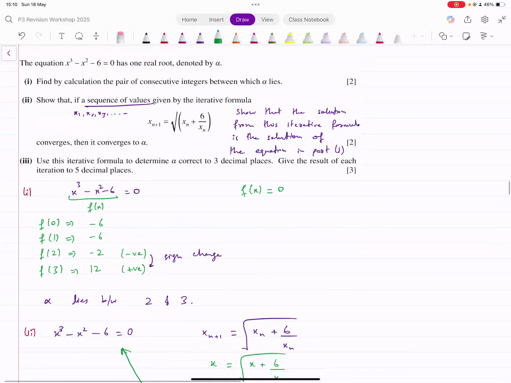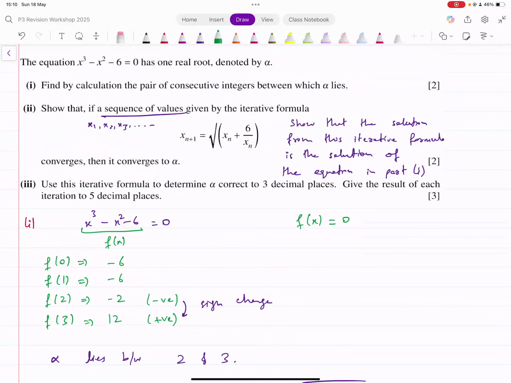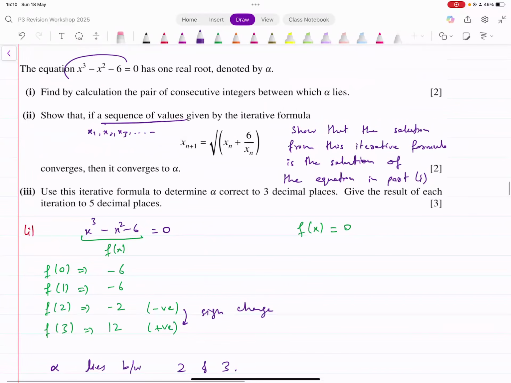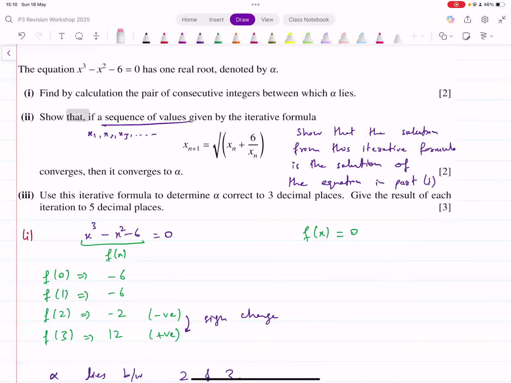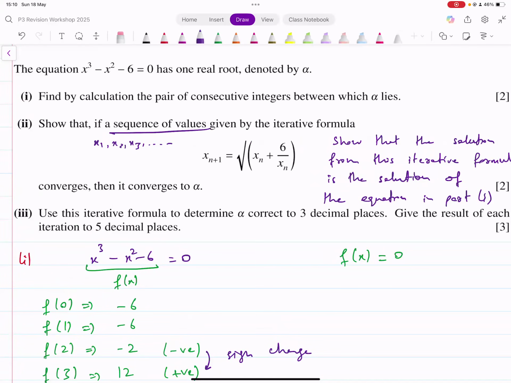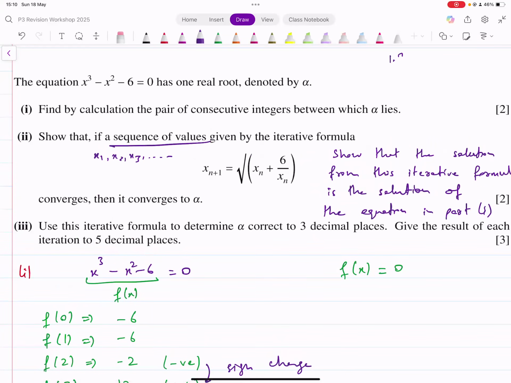Now this is another type of problem that you will see. You have this equation. It has one real root. Find by calculation the pair of consecutive integers between which alpha lies. Now, what does that mean? Generally, they give you two specific numbers and ask you to prove that the solution lies between these two values. But in this case, they've not done that. They're just saying, find the pair of consecutive integers between which alpha lies. For example, if the solution was 1.7, then you would say it lies between 1 and 2. So you have to find those two integers between which the solution lies.